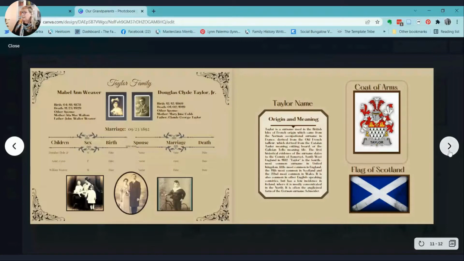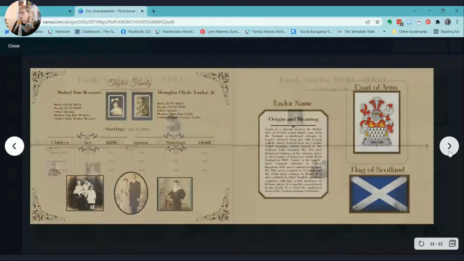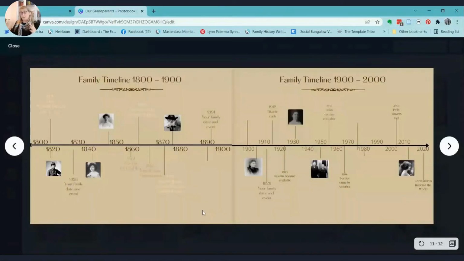And then there's also a timeline. So that's another option. So if your story is really going to follow a specific timeline, maybe a particular event in your ancestor's life, then timelines are great. Again, nice 2-page spread.